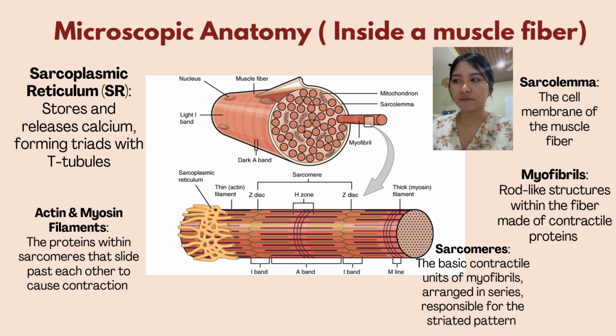So at the microscopic level, each muscle fiber is surrounded by a membrane called the sarcolemma. Inside the fibers are myofibrils, which are made up of repeating units called sarcomeres. Sarcomeres contain actin and myosin filaments, which slide past each other to produce contraction. The sarcoplasmic reticulum stores calcium ions and releases them when a nerve impulse stimulates the muscles, which allows contraction to occur. So this structure is essential for normal muscle function.